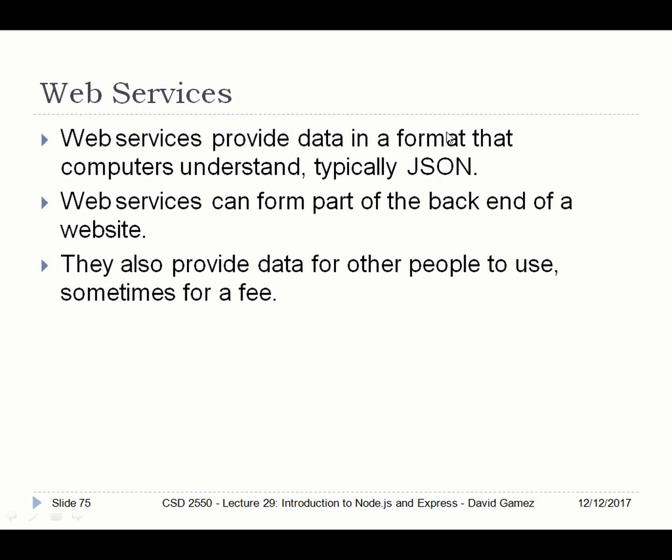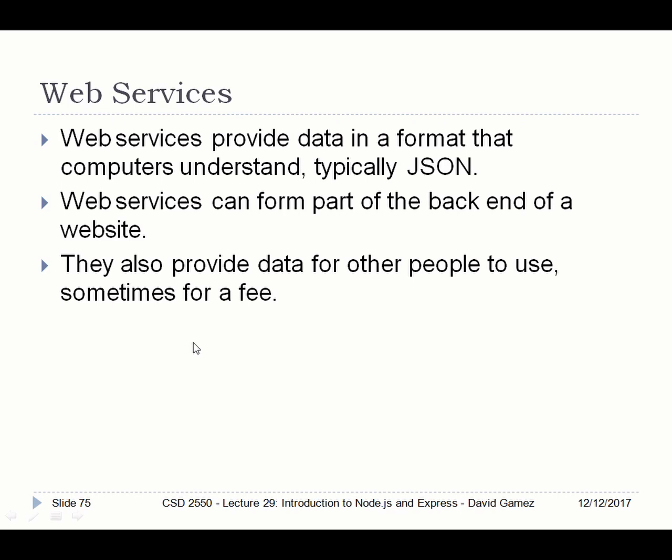So web services these days typically provide data in JSON, and they often form part of the back end of a website. So your website might serve up some static files like the CSS and the images, and then the dynamic content, in many cases, will be served up by a web service using JSON as the data format.